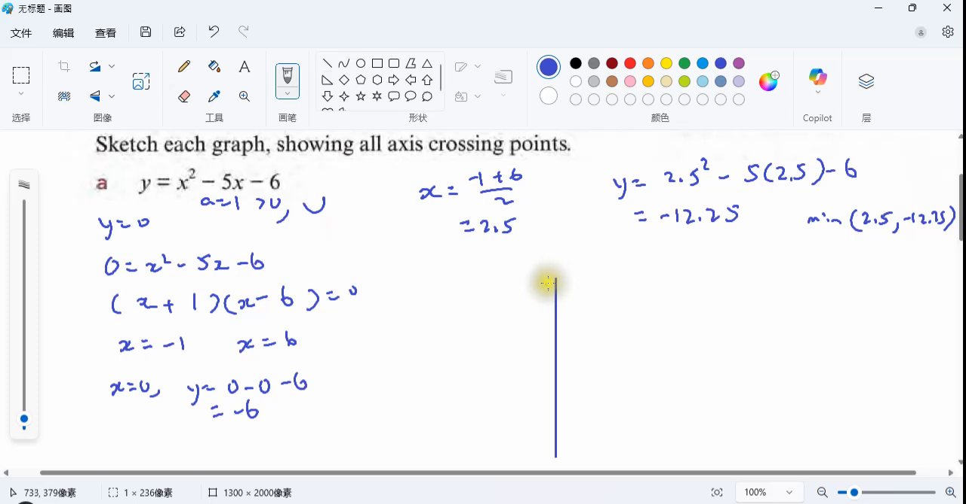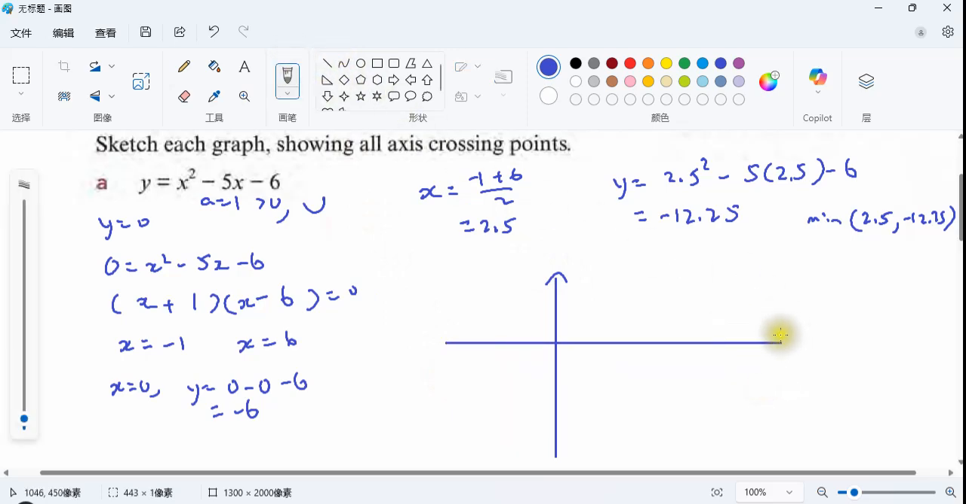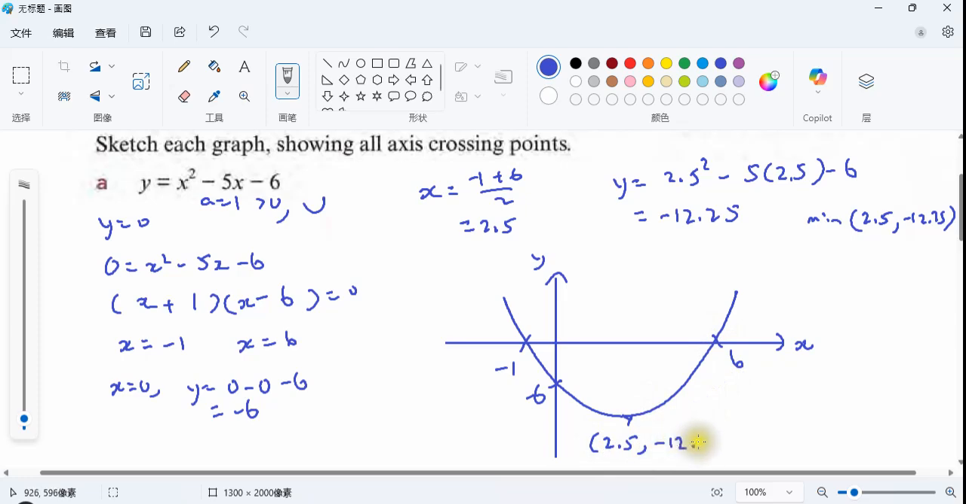Okay, so -1 and 6, and then -6. So this is x, this is y, and the graph is like this. This is -6, this is -1, this is 6, and then we have the (2.5, negative 12.25). Okay, this is the minimum.